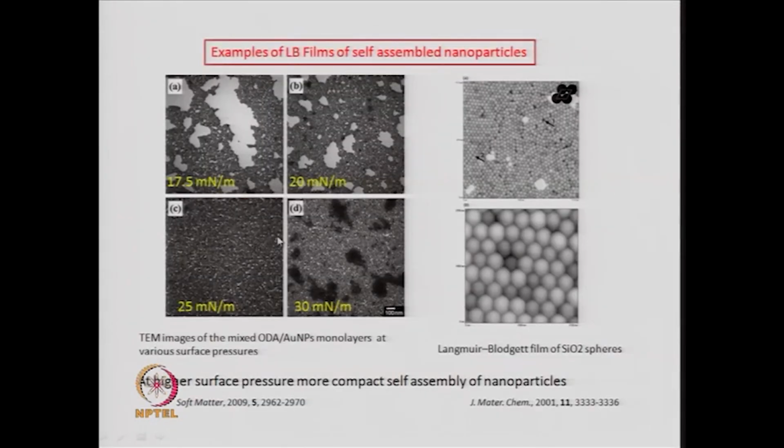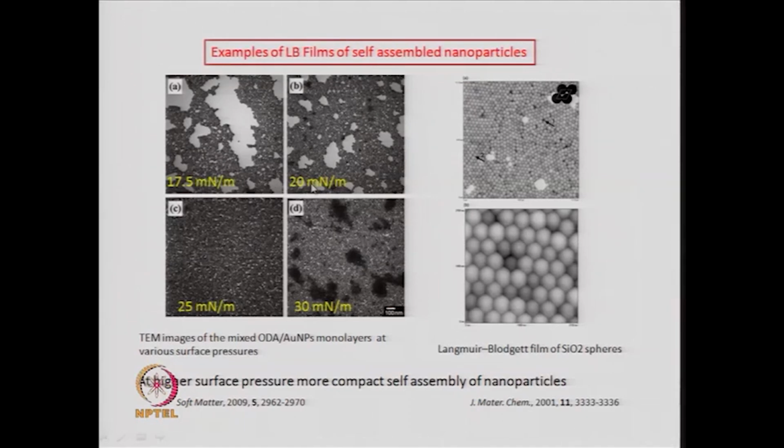These are experimental data. So, these are TEM images of LB films, and you can see these are mixed octadecylamine. Octadecylamine will have large octadecyl chains, these 18 carbon chains, and you have gold nanoparticles, they form monolayers at various surface pressures. So, you can see that you have low pressure, 17.5 millinewtons per meter applied here, and the film is not continuous.